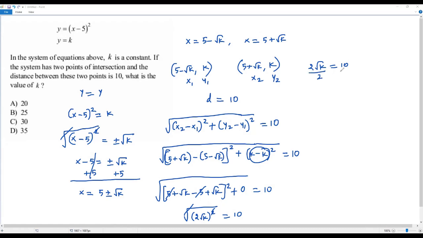Let me divide both sides of this equation by 2. Then this 2 will cancel out. Square root of k equals 10 divided by 2, which is 5. Now to get rid of the square root we have over here, let's square both sides of this equation. Then the square root and square will cancel. I'm getting k on the left side. The value of 5 squared is 25. Here I got the value of the constant k. It is 25. We find this 25 in answer choice B. The correct answer choice for this question is B.